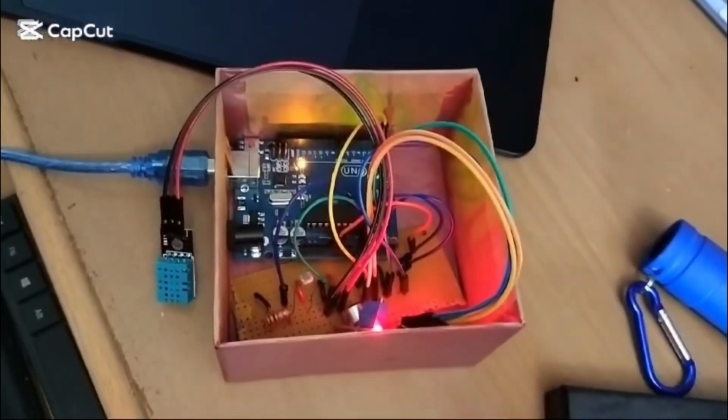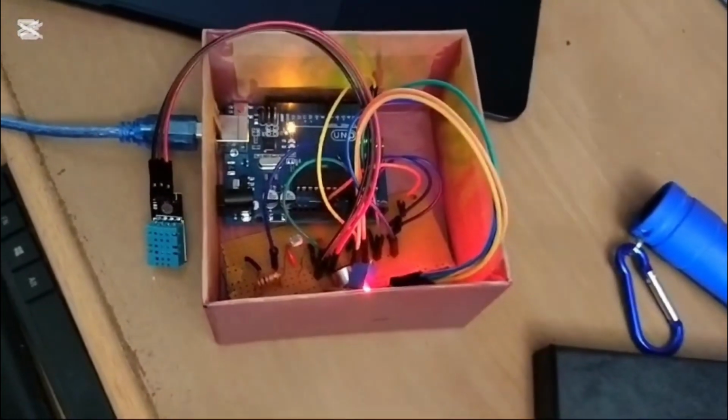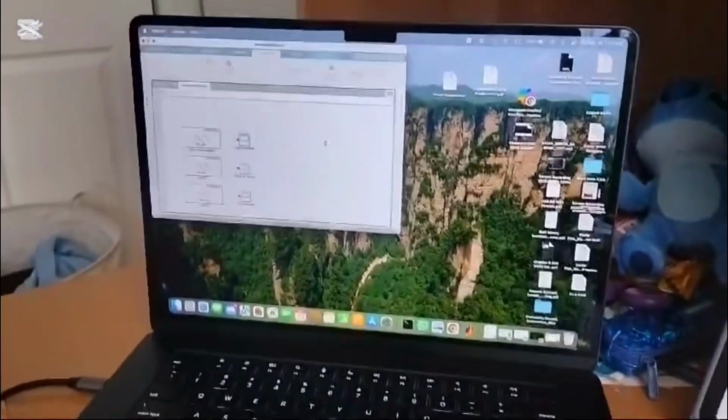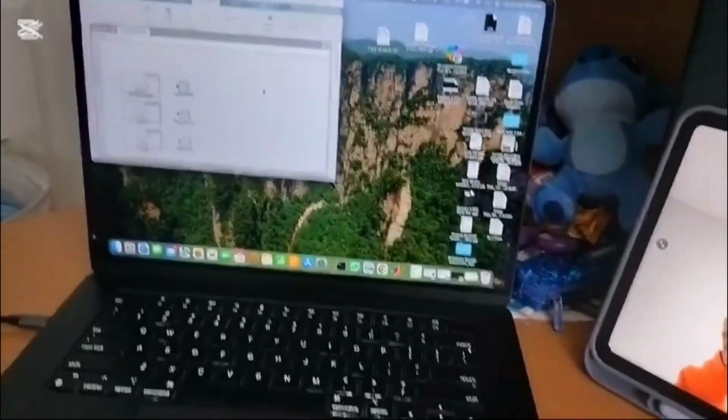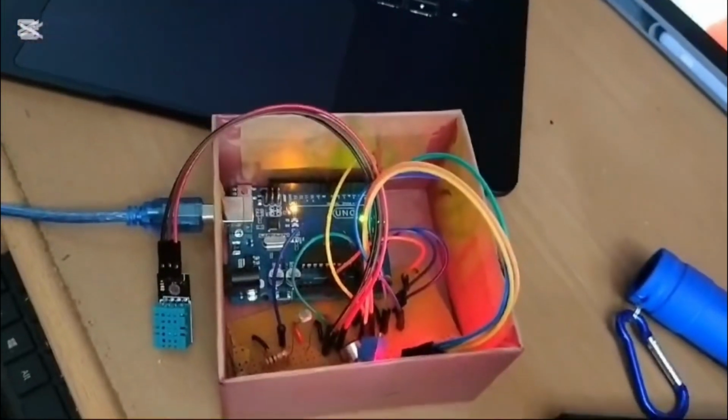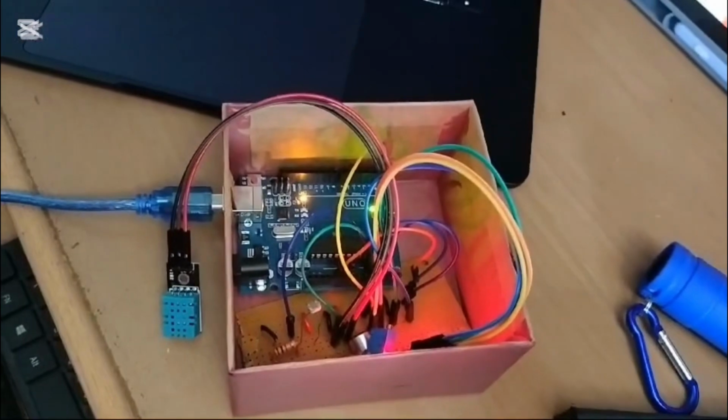Now that we understand the setup, let's see EcoSense in action. The system is now powered on and the MATLAB is ready to receive data. We will test each sensor under different conditions to verify its functionality. First, the light sensor LDR test.